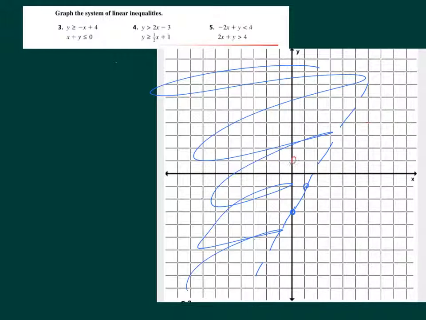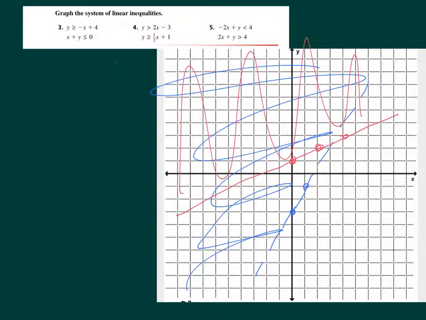What's my slope? Up 1, right 2. Up 1, right 2. So I can keep doing that pattern. Solid or dotted? Solid. Solid line. Above or below? Above. So again, your solution is where the red meets the blue.